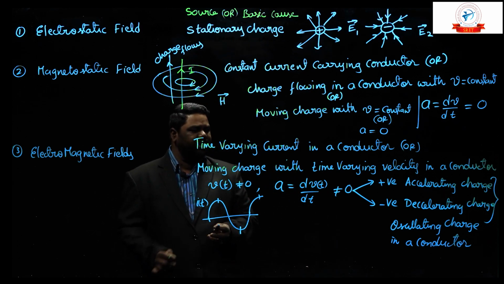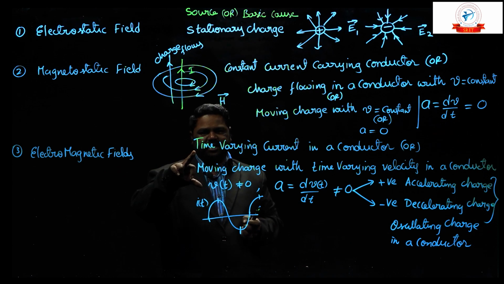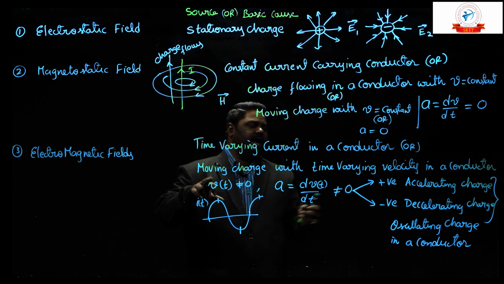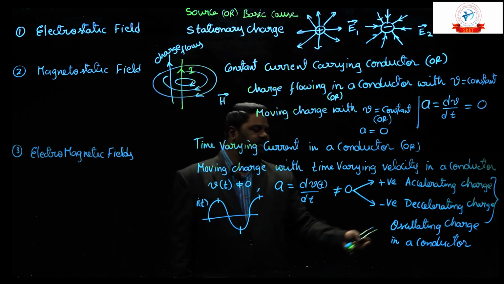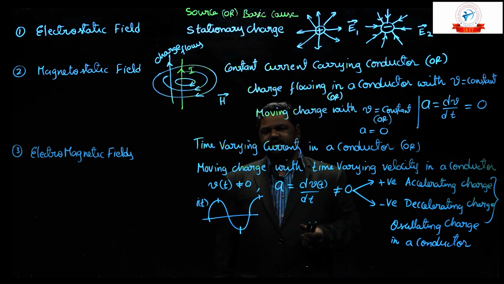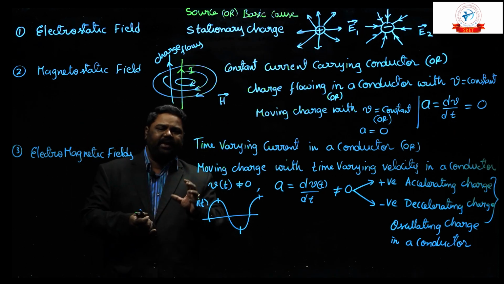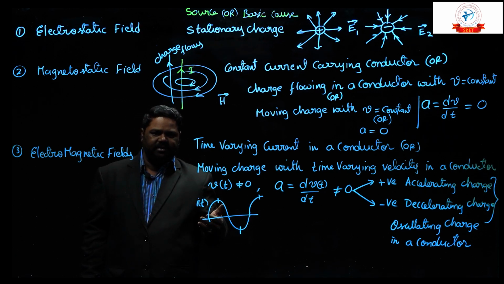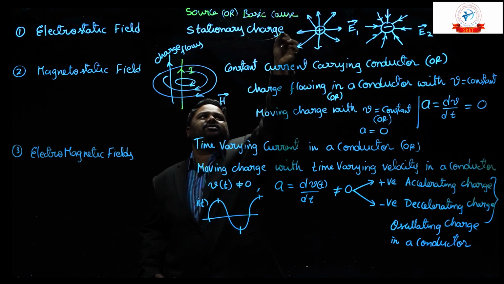So finally we can conclude here, the source of the electromagnetic field is a time varying current in a conductor, or we can say a moving charge with acceleration or deceleration, or an oscillating charge in a conductor can produce the electromagnetic fields here. So if we compare the source of all these fields, what is the basic element we require to generate electrostatic field or magnetostatic field or electromagnetic fields? Here the basic element we require is nothing but charge.